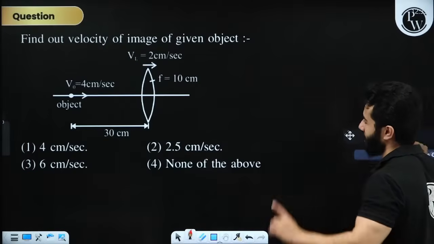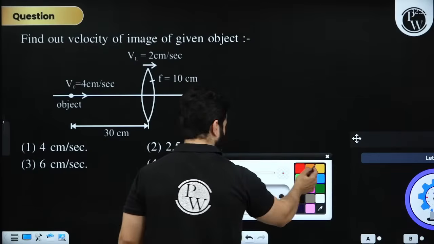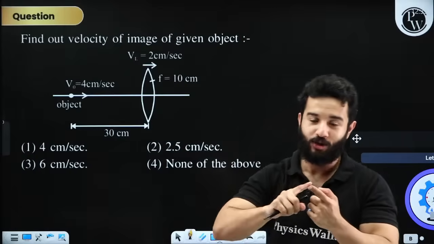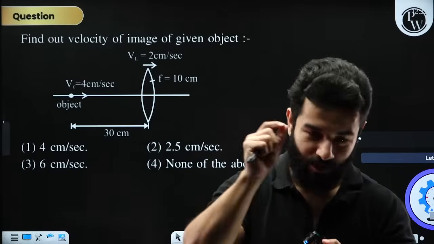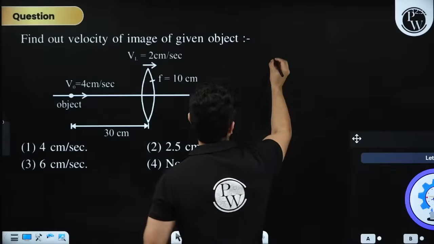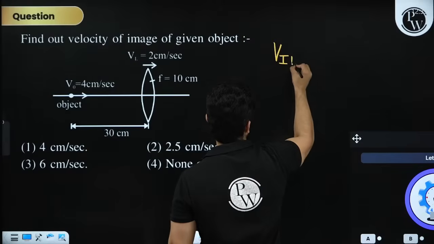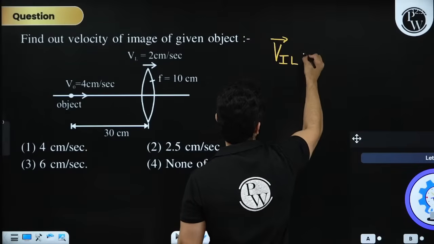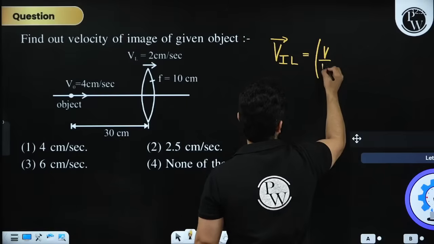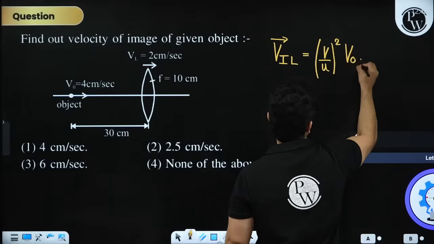And I'm going to also explain the concept behind it. See, if you guys only want to know the formula, I'm fine with it. I'm going to write down the formula for you. This formula is also applicable in mirrors. You only have to add one negative sign. Let me explain it to you. My dear friends, velocity of image with respect to lens in vector form is equal to v upon u whole square times velocity of object with respect to lens.